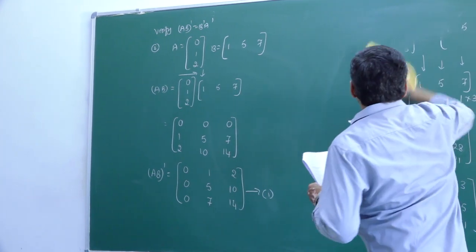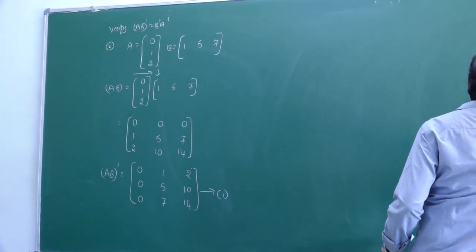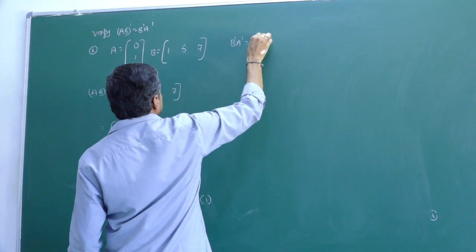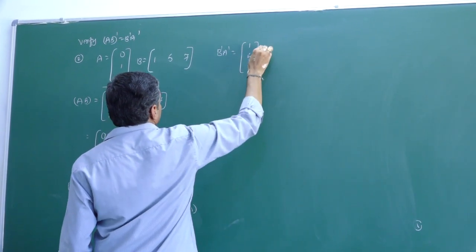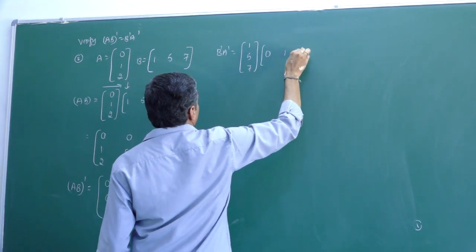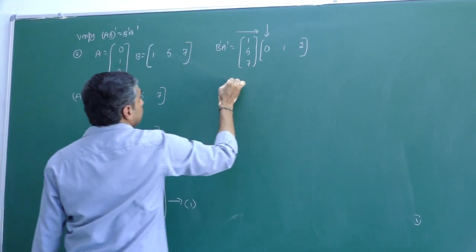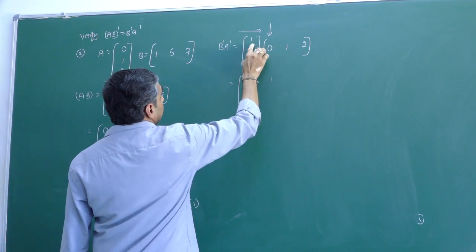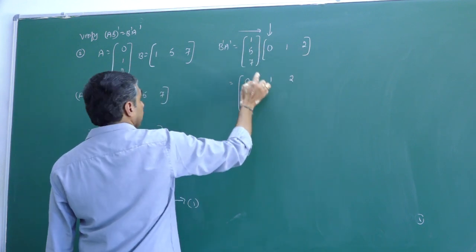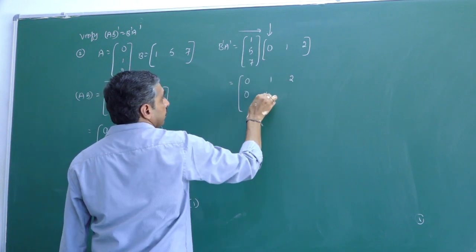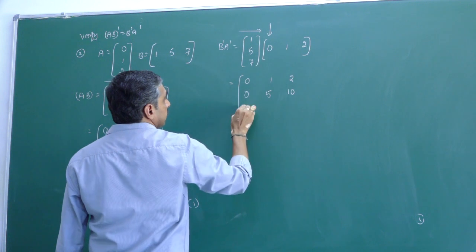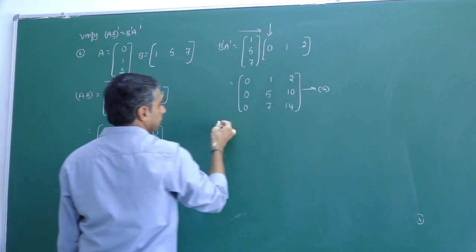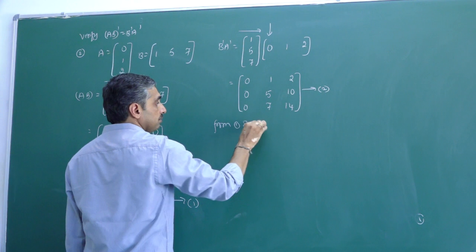The next part, we will go with finding B'A'. So now B' into A', B transpose: 1, 5, 7 multiplied by 0, 1, 2. As usual you can go. 1 into 0, 0, correct? 1 into 1, 1. 1 into 2, 2. Next, 5 into 0, 0. 5 into 1, 5. 5 into 2, 10. 7 into 0, 0. 7 into 1, 7. 7 2s are 14.